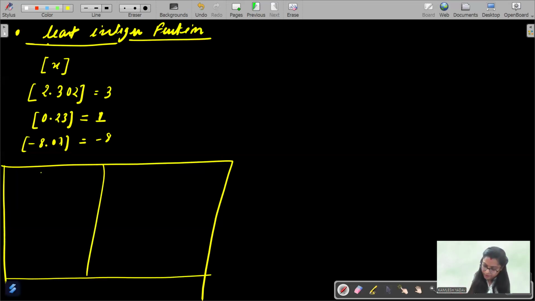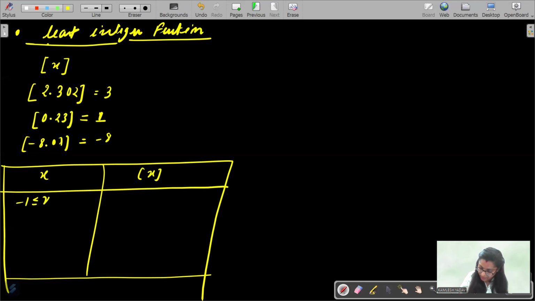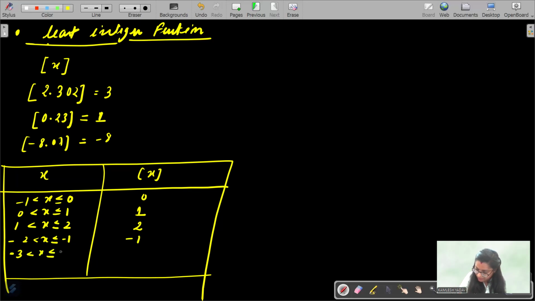Okay, this is x and this is least integer function. Suppose we have minus 1 less than x less than equal to 0. Then the value is 0. When we have 0 less than x less than equal to 1, the value is 1. 1 less than x less than equal to 2, the value is 2. Then minus 2 less than x less than equal to minus 1, then the value is minus 1. And minus 3 less than x less than equal to minus 2, the value is minus 2.